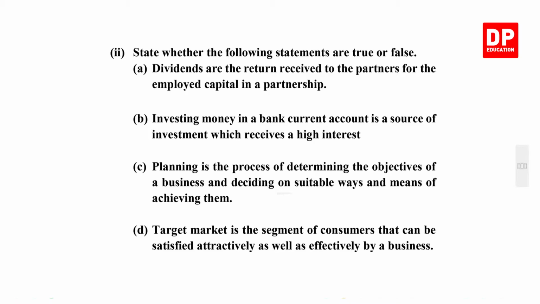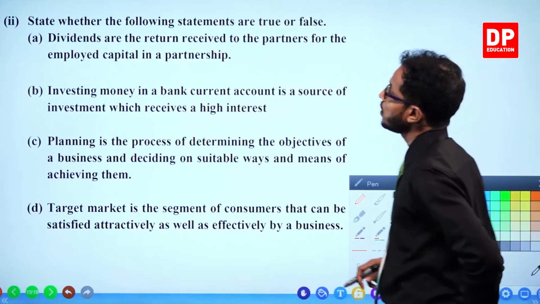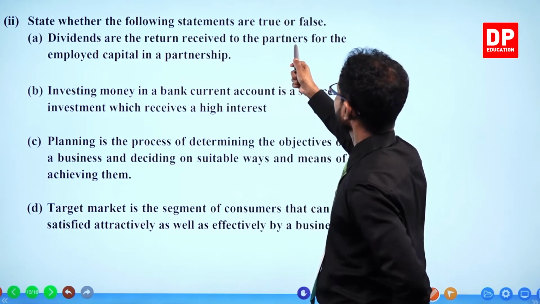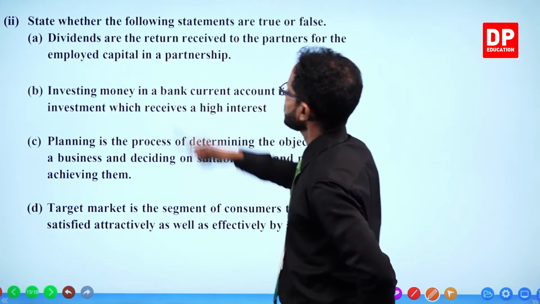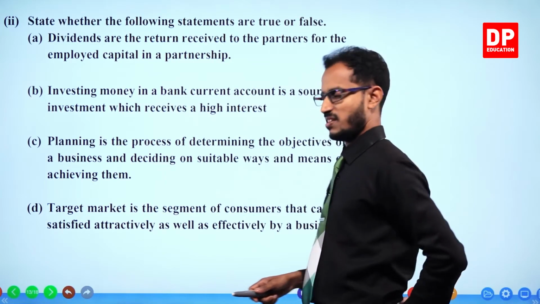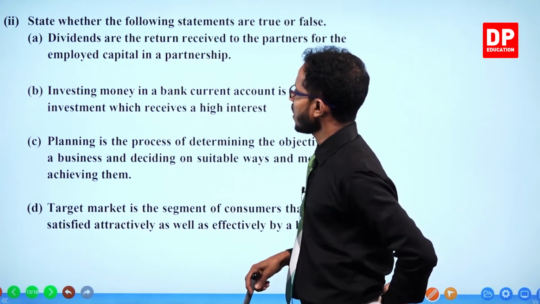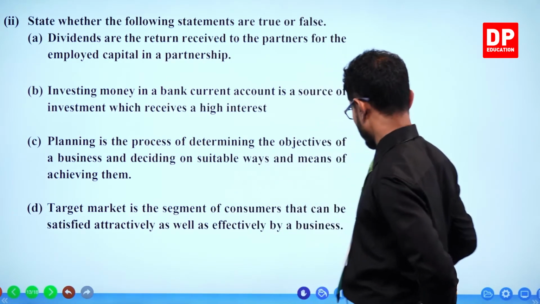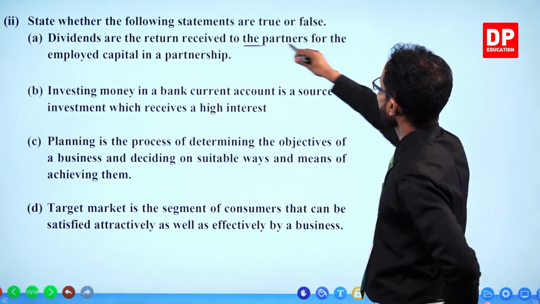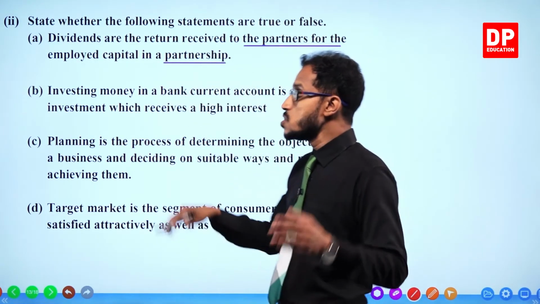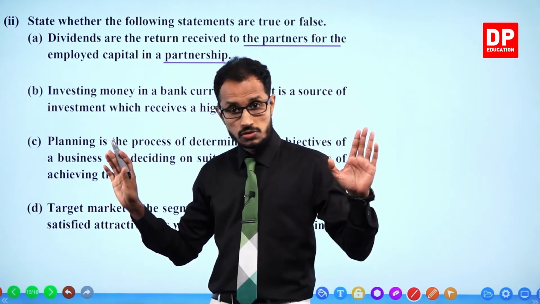Next question. State whether the following statements are true or false. Dividends are the return received by the partners for the employed capital in a partnership. That is dumb. Dividends are the return received by the partners for the employed capital in a partnership. No, that is false.